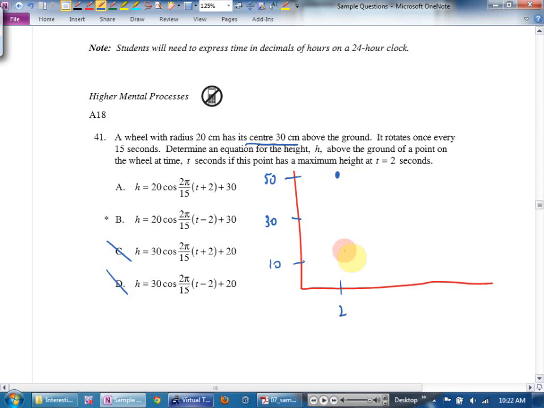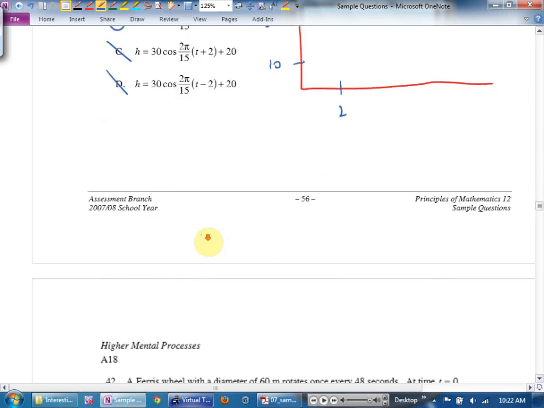Okay. Ferris wheel. Well, we just did a word problem. I'll come back to it if I need to.